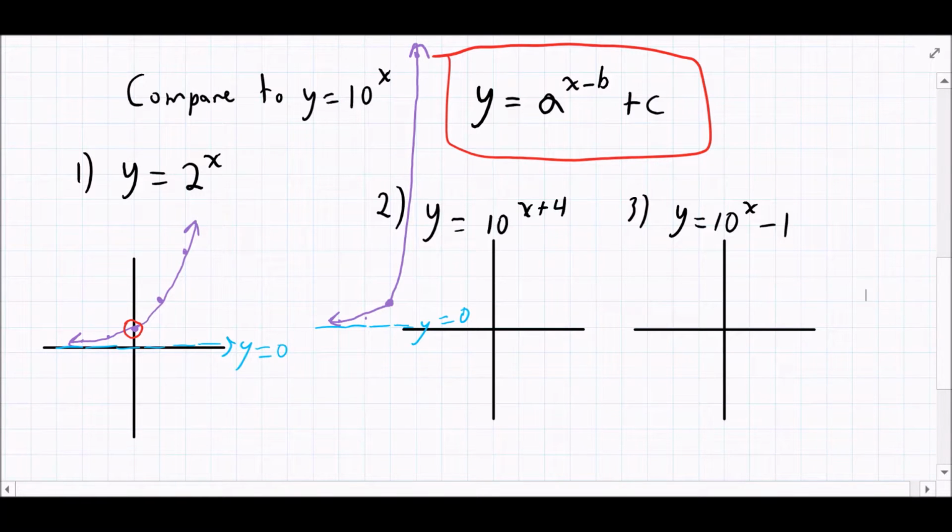For number 3, y equals 10 to the power of x minus 1, that's going to shift the whole thing down 1. So instead of it going through 0, 1, now it's going to go through 0, 0. Then on the other side, it's still going to get lower and lower. This time, our asymptote's been shifted down by 1 as well. So the asymptote is sitting at y equals negative 1. And then on the other side, it's blowing up very quickly.